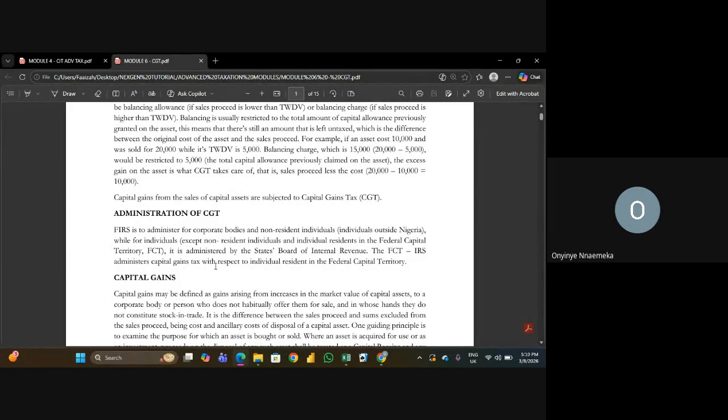So let me say this again. It is the FIRS, that is the Nigeria Revenue Service, NRS, that collects CGT for corporate bodies. So if companies or non-resident individuals sell their assets and have a gain and have to pay CGT, it is FIRS, or NRS, that they will pay to. But when we're talking about non-corporate bodies, like individuals, sole proprietors, partners, then it is the state IRS that will collect their CGT. Let's move on.